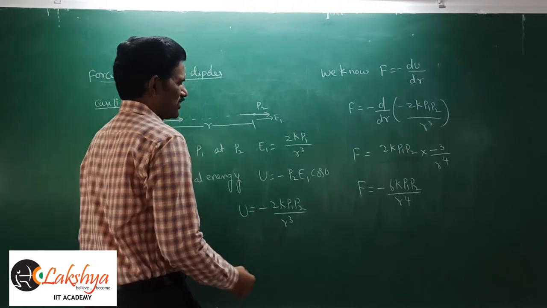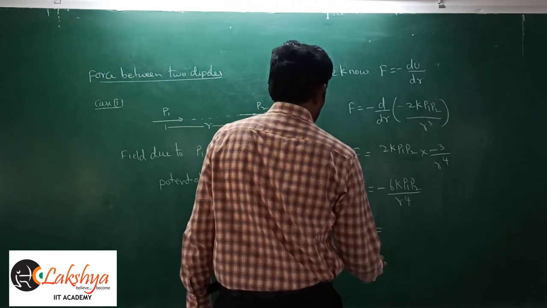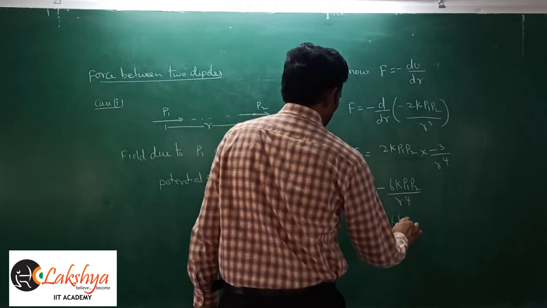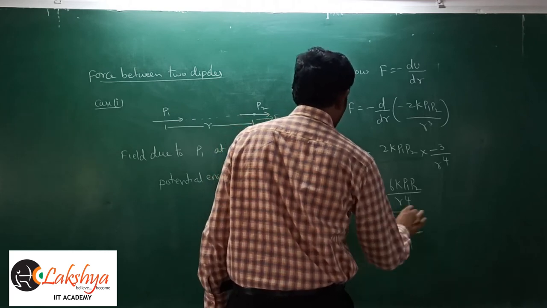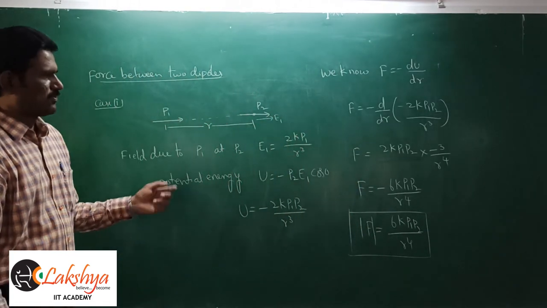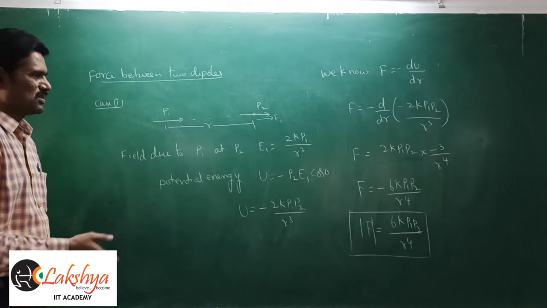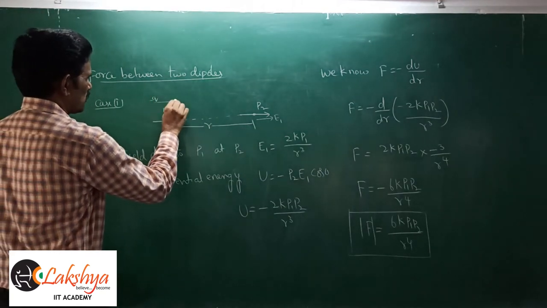And so now here we can write this expression as, taking the modulus, 6k p1 p2 by r power 4. You may mention that this value is the attractive force. So this is the force between two dipoles when they are placed like that. How to say it is an attractive force? You can cancel the charges here. This is a negative charge and this is a positive charge here.